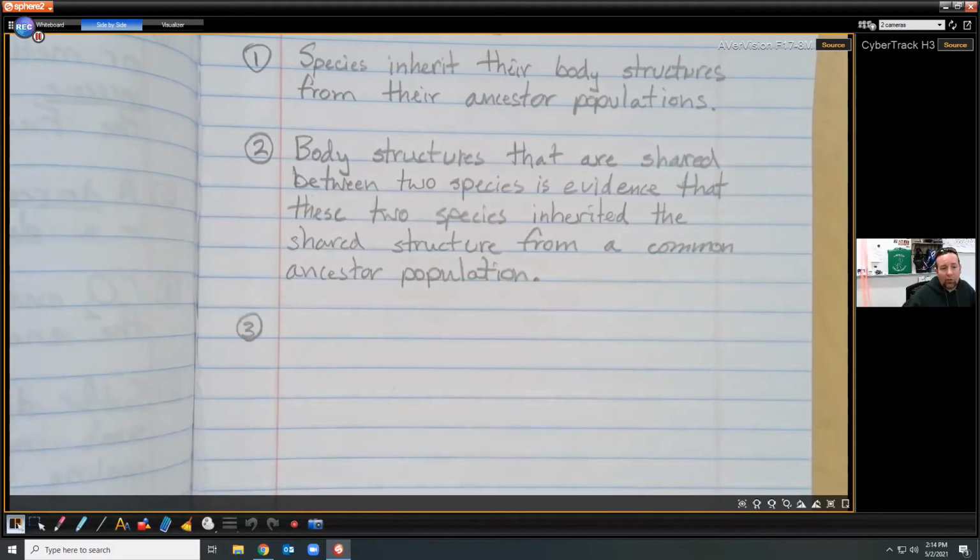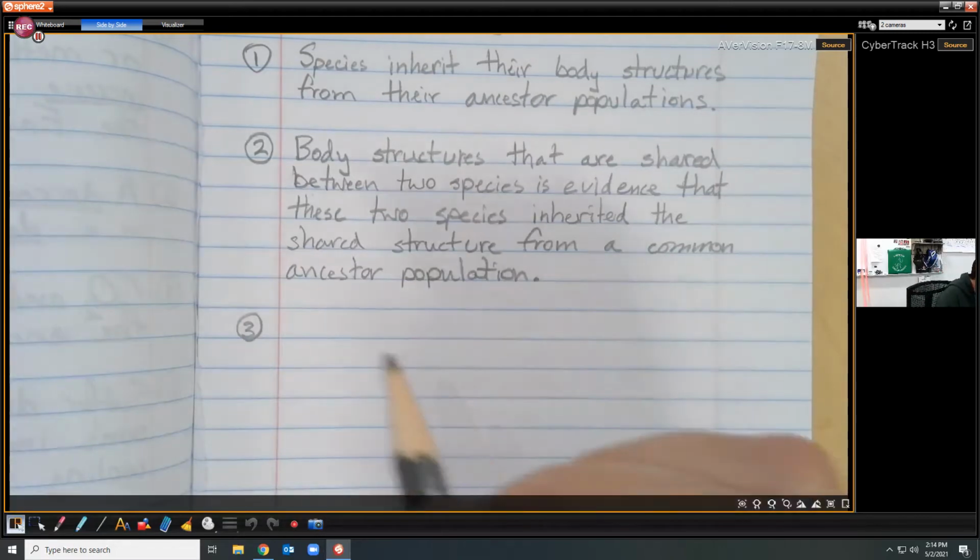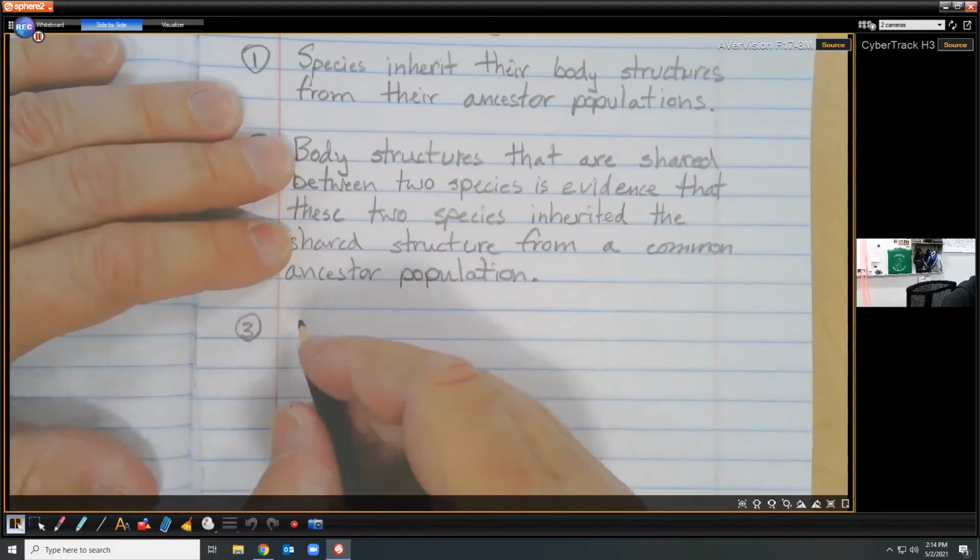You know, how do we get food? How do we keep from becoming food? How do we make as many babies as we can that are the keys to survival? So, let's write that statement down.